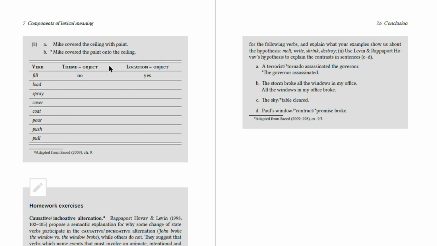Here we also have the theme object and location object. Sometimes there is a change when we talk about verb meaning. We talk about the theme and we talk about location. Sometimes, like spray, there is a location change. Cover has a theme when you cover something. Pull has a change here for location, and push. So look at them and try to answer them.